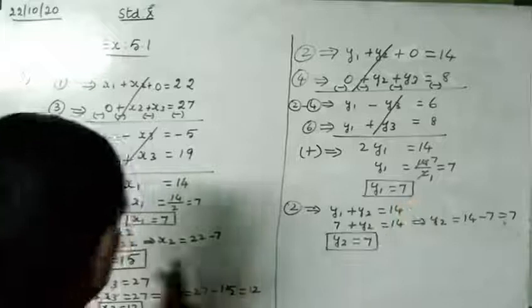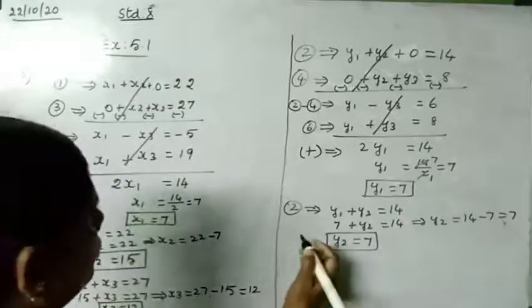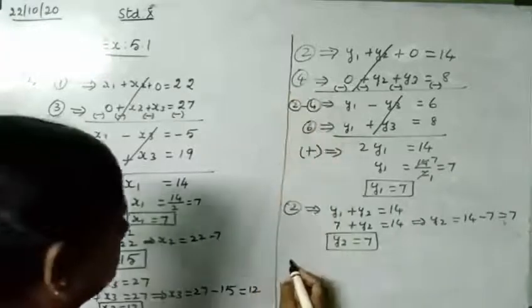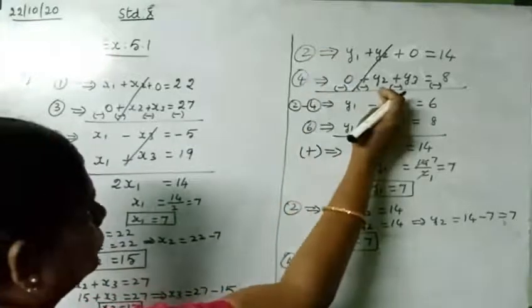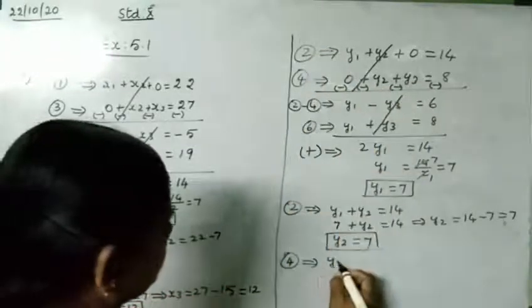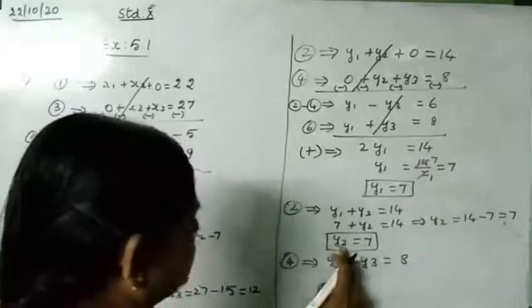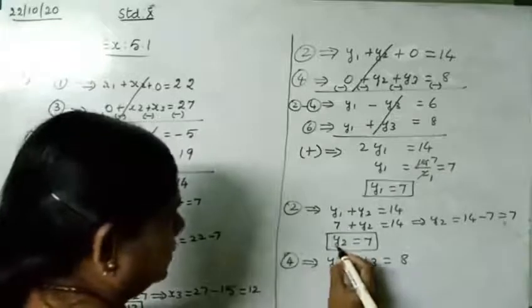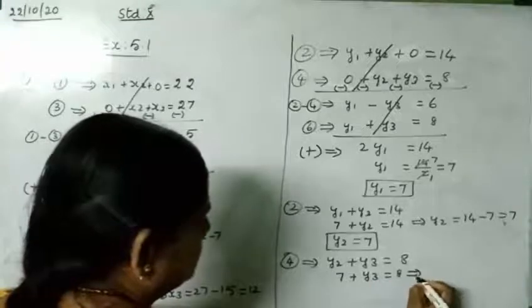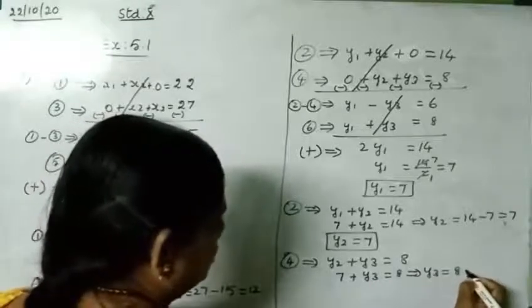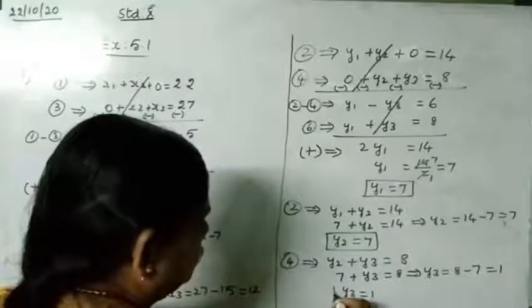x1, y1, x2, y2. Now we want x3, y3. So for that take fourth equation. So orderly you can take second then fourth. The fourth equation is y2 plus y3 is equal to 8. Now substitute value of y2. y2 is 7 plus y3 is equal to 8, which implies y3 is equal to 8 minus 7 equal to 1. So y3 is equal to 1.